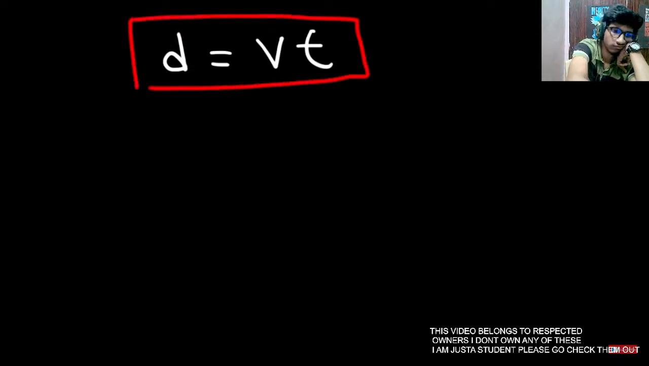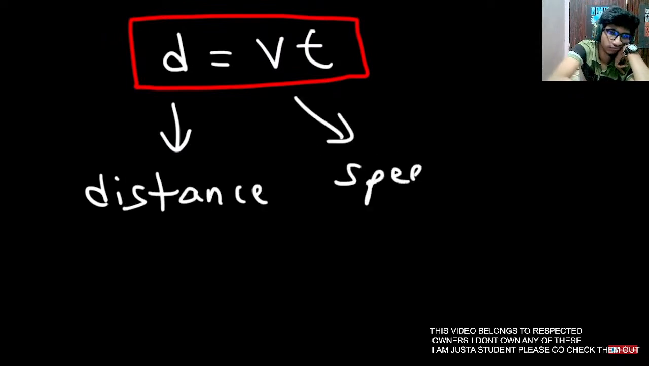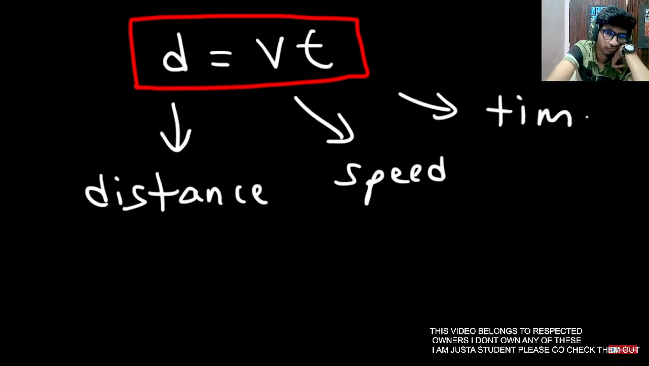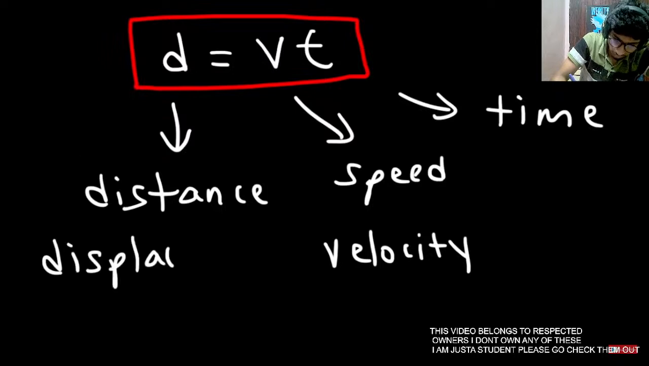Now there's a formula that you need to know, and it's d is equal to vt. In this equation, d can be used as a distance, v represents speed, and t represents time. Now sometimes with this formula, you could use the velocity in terms of v. And if you do so, then d will no longer technically be represented by distance, but by displacement. And so you could use that simple formula in many different ways.